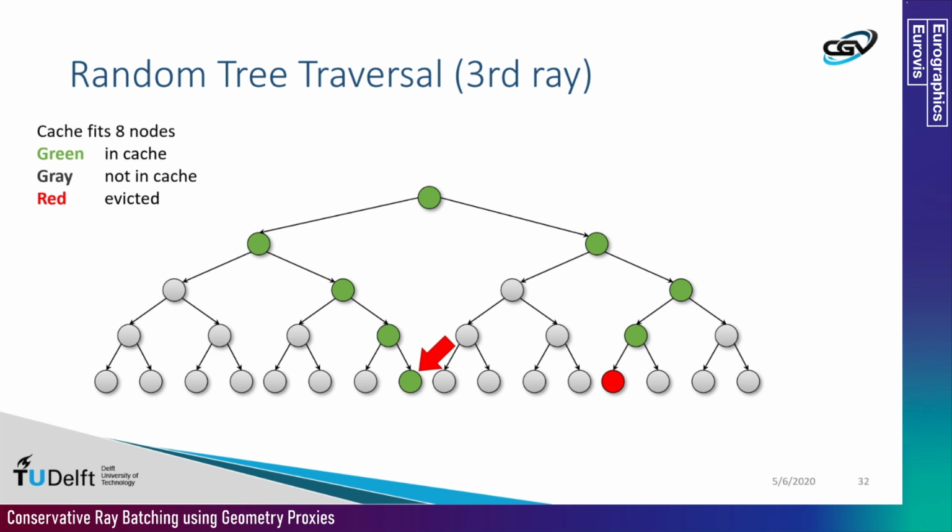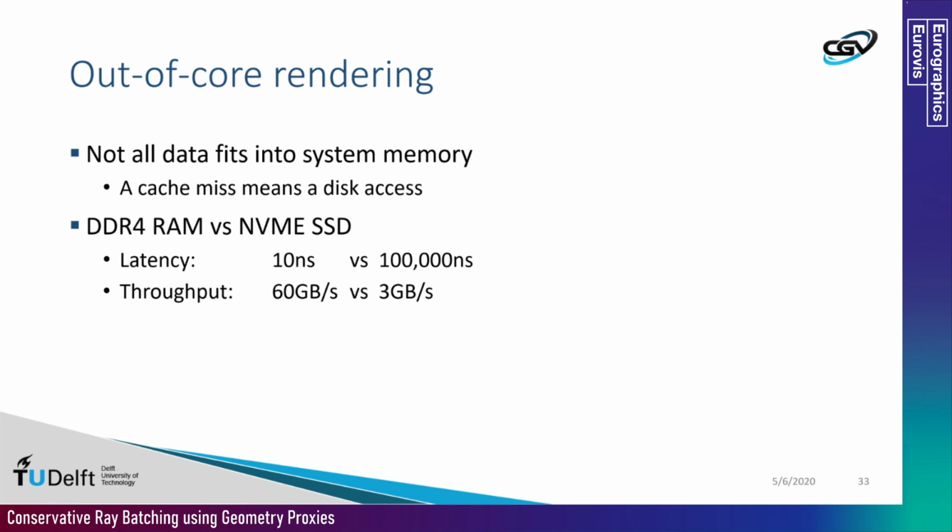This would not have been the case if we would have traversed this ray immediately after the first one. So it is clear that we want to order the rays in such a way that they take roughly the same path through the acceleration structure. This is especially important when it comes to out-of-core rendering. In out-of-core rendering, the scene is too large to fit in system memory, so the system memory has to act like a kind of cache for the hard drive or solid-state disk.